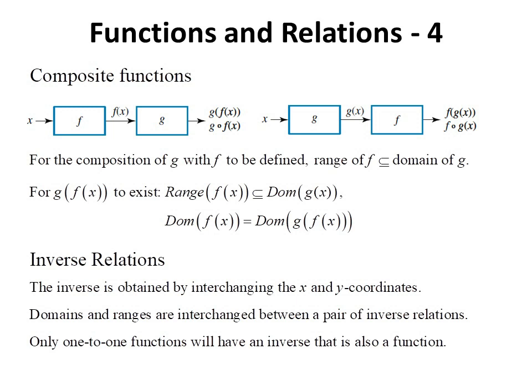Only one-to-one functions will have an inverse that is also a function. In some cases, the inverse process involves restricting the domain of the original function so that the inverse is a function.